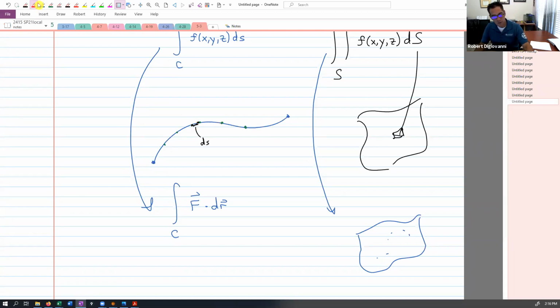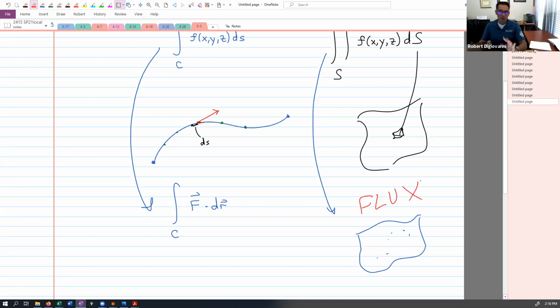I don't want to get back into the whole thing. We had the vector field, we had a tangent vector, we tried to add them all up, and that gave us the total work done. Somehow we need to add vectors here from the vector field. And this is what's going to be known as flux.